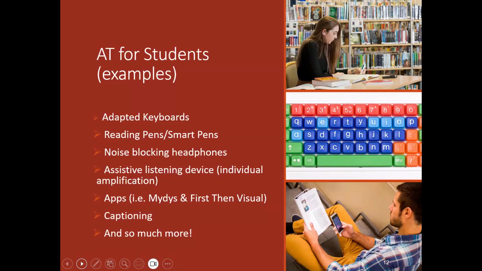So some examples of assistive technology that could be used in the classroom. Adapted keyboards. These could be ergonomic keyboards. They could be high contrast keyboards. They could be keyboards in alphabetical order or one-handed. They can be keyboards on a screen, so not a physical keyboard at all. There's all kinds of ways that a student can interact with their computer or their technology in the classroom. Adapted keyboards are a common way to support those students.